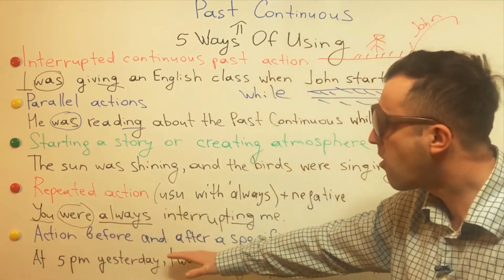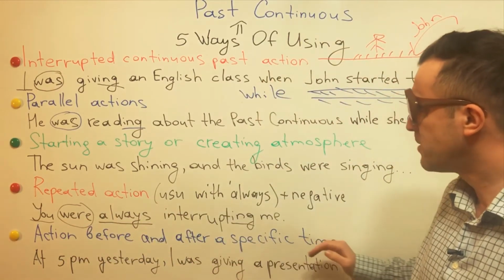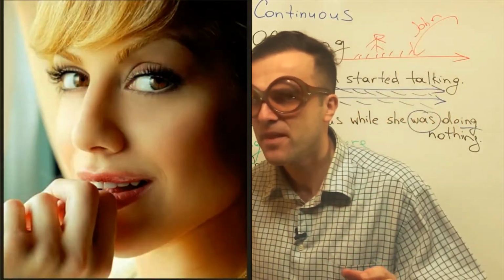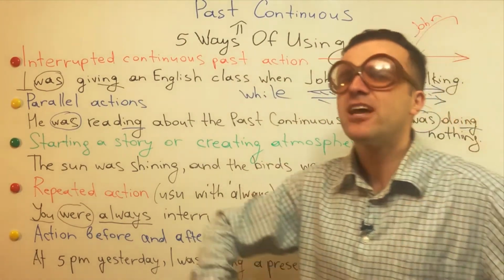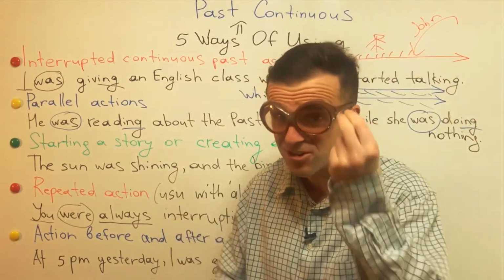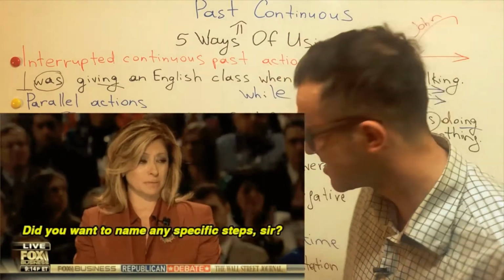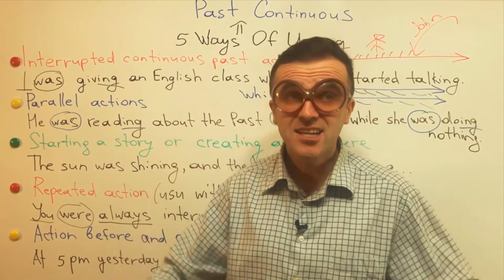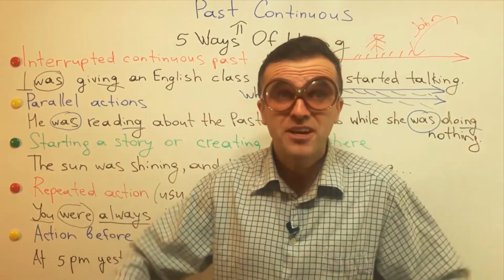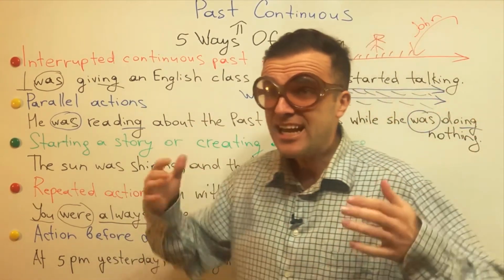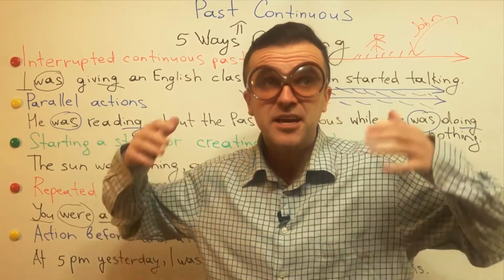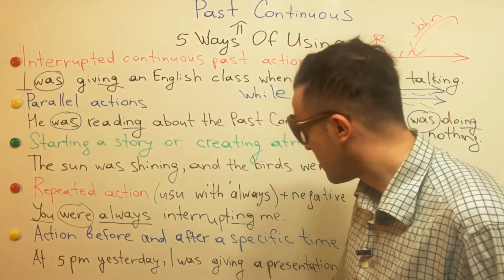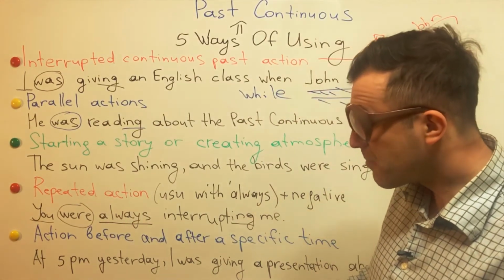Okay, so let's move on to the last way of using the past progressive or past continuous, the action before and after a specific time. So, when we have a specific time, do you understand what the specific time is? All right, so the specific time is when there is a certain hour. Yes, you are doing it in a particular time. Okay? So, let's make up an example.